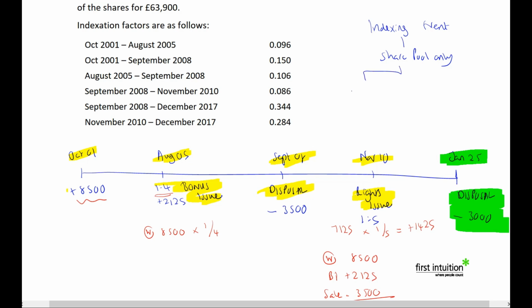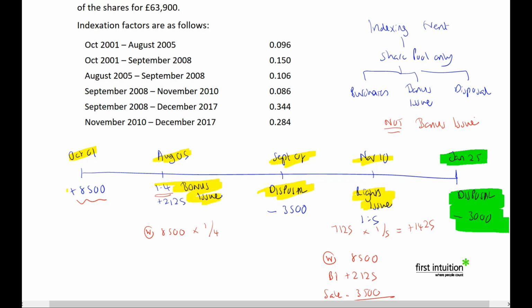We index additions, so purchases. We index bonus issues because they're a purchase. We index before we do a disposal. So maybe a quicker way of learning this is we index everything apart from bonus issues. We do our indexation before everything apart from a bonus issue.